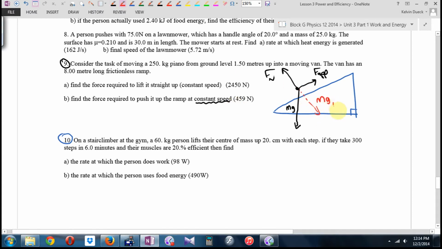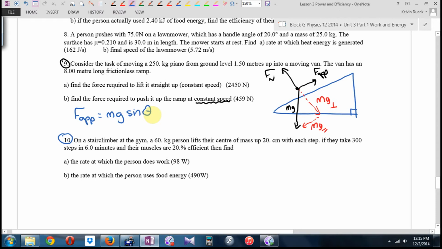Here's mg perpendicular. Here's mg parallel. Folks, if we're going at a constant speed up the ramp, can you tell me what two forces must be identical, must be the same size? I'll give you a hint. One of them is F applied, the one I'm trying to find. What does it have to be the same size as? Yes. So the first thing I would say is this. Although it wants me to find F applied, really what I'm going to find is mg sine theta.